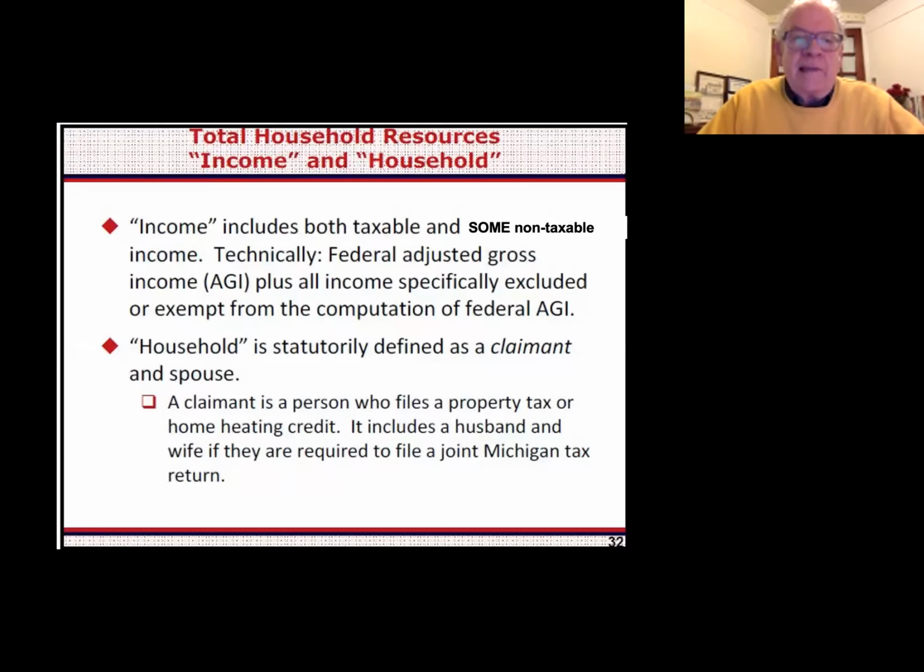So income for total household resources includes both taxable and some non-taxable income. So basically, federal adjusted gross income plus all specific Medicare payments goes into THR. So it's the reason they use the word household. The household is defined as a claimant and spouse. So it's both sets of income, which will typically be in the return anyway.